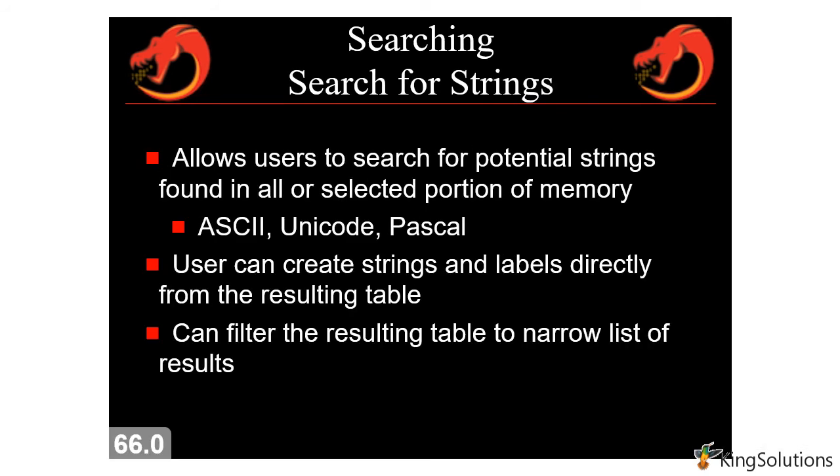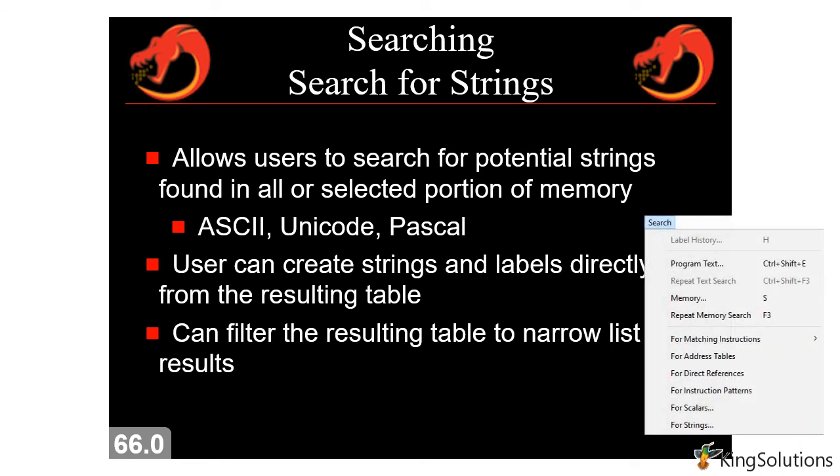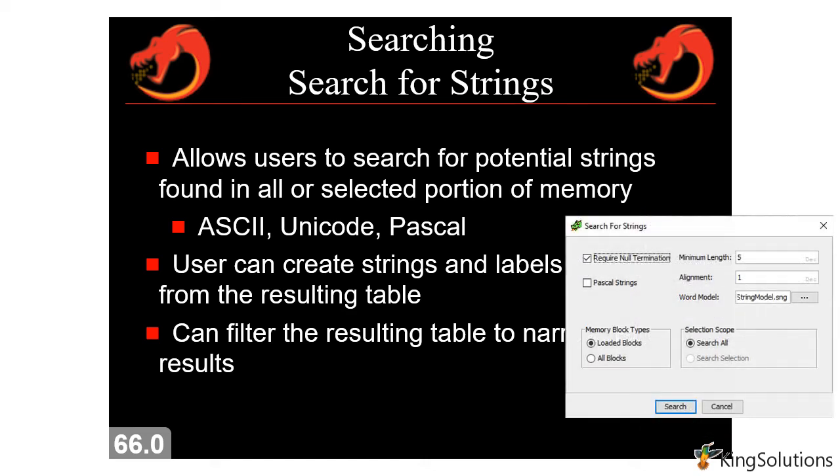Searching. Search for strings. Ghidra allows users to search for strings in all, or a selected portion of memory. To open the Search for Strings dialog, go to Search, Search for Strings. By default, searches are performed for null-terminated ASCII and Unicode. Search for Pascal is also available.